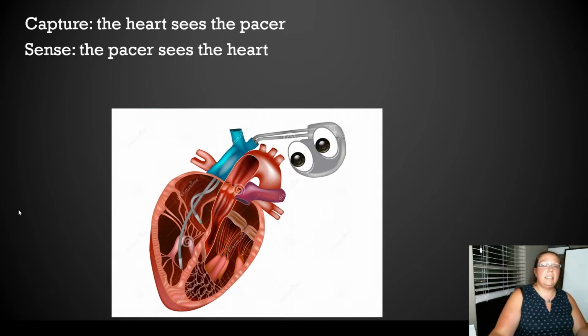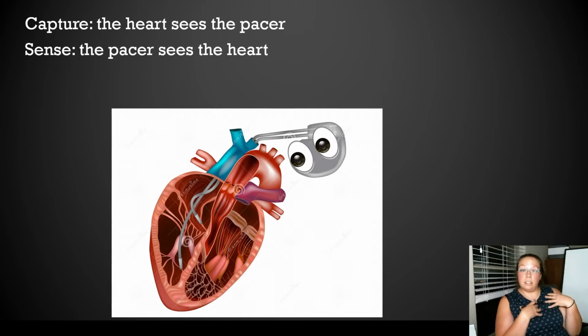Then we have sensing, and that's when the pacemaker sees the heart. So the heart decides, you know what, I'm gonna throw a little beat in here. And it throws a beat, like a PVC, premature ventricular contraction. Or it decides to just beat on its own and it has its own QRS. The pacemaker senses that and says, oh, it beat on its own, let me not screw it up. Because if the pacemaker shocks the heart while the heart is in its own electrical activity and it has its own intrinsic function, then it can actually throw the heart into a lethal rhythm. So it's important that your pacemaker senses.